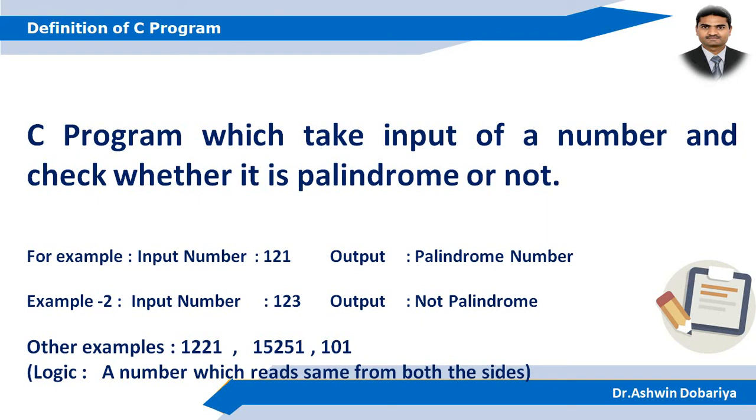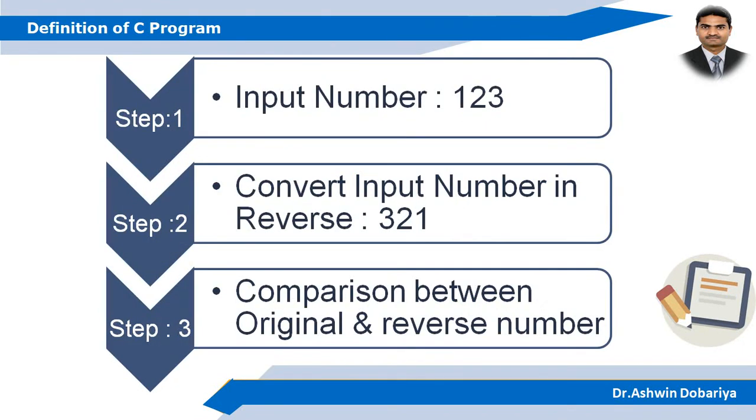So let me first discuss the logic and the steps involved. Step number 1, we have to input one number in our program, for example 123. After that, what is the next step? Whatever number we have input, we have to convert in reverse order. The reverse of this is 321. In the final step we have to compare the original number with the reverse number. If both are equal, then it is a palindrome. If both are not equal, then it is not a palindrome.